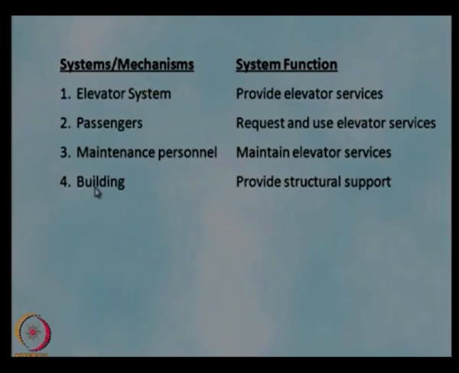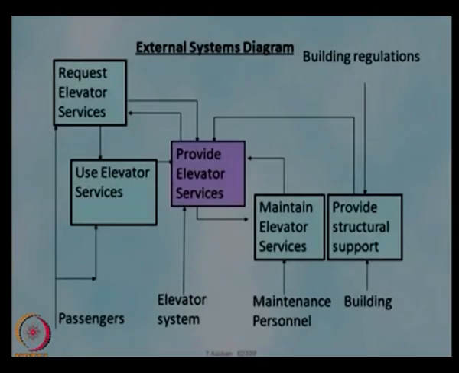Then there is a building on which the main system is installed. So that also influences the design of the system. This provides the structural support, it provides the necessary safety features, it provides necessary power connection. So this also is interacting with the main system. So we need to find out what kind of interactions are taking place between the system and the external systems. For that we will develop an external system diagram.